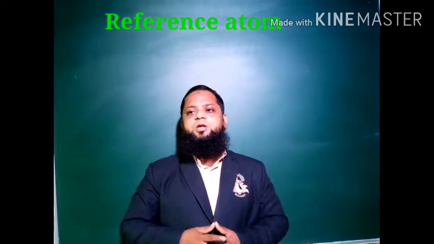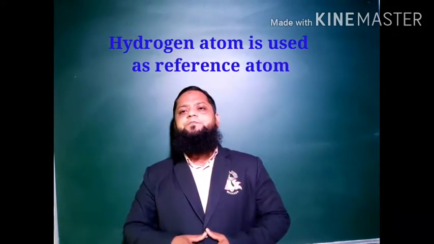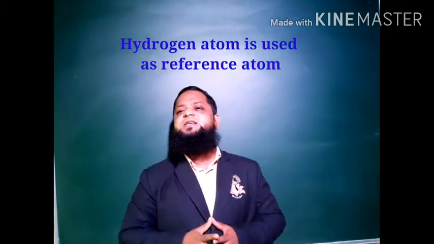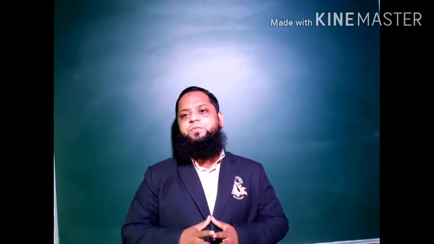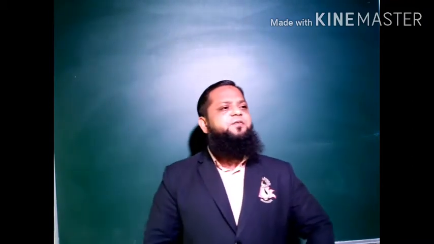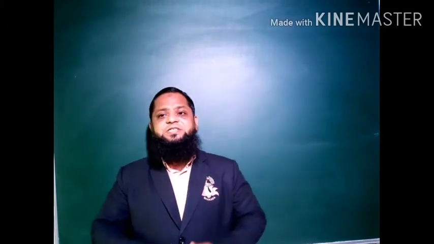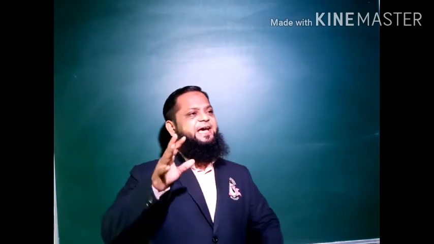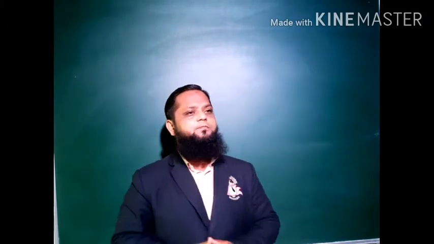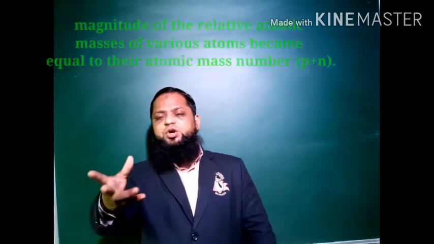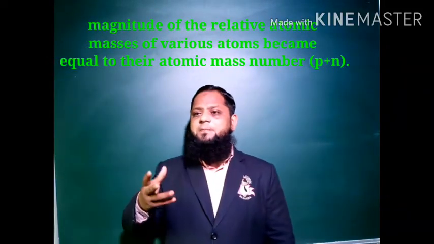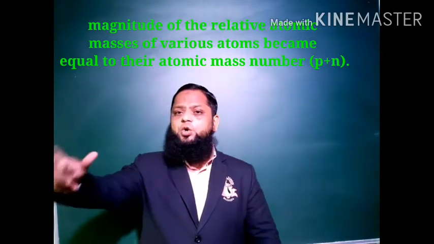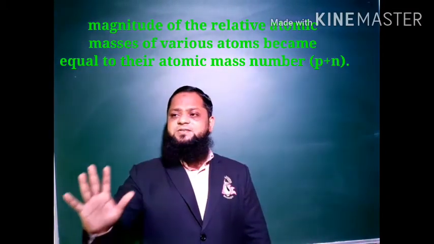The hydrogen atom being the lightest was initially chosen as the reference atom. Relative atomic mass of hydrogen atom, which has only one proton in its nucleus, was accepted as 1. Therefore, the magnitude of the relative atomic masses of various atoms become equal to their atomic mass number.